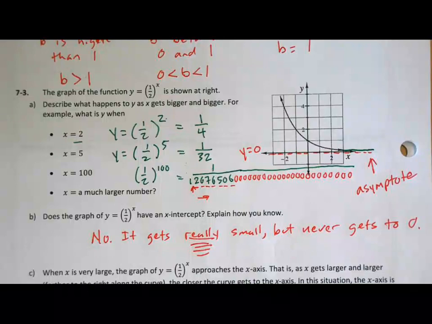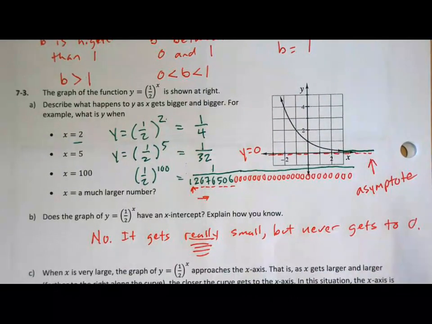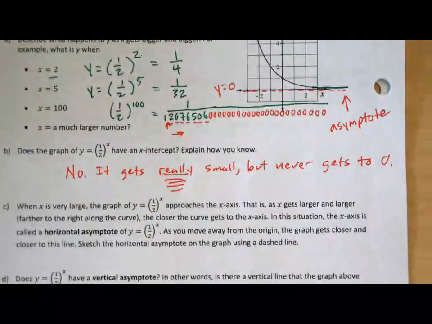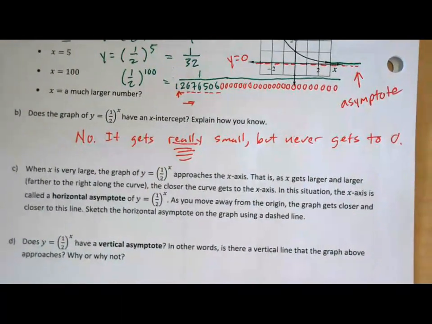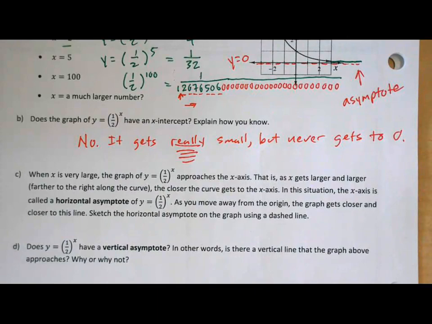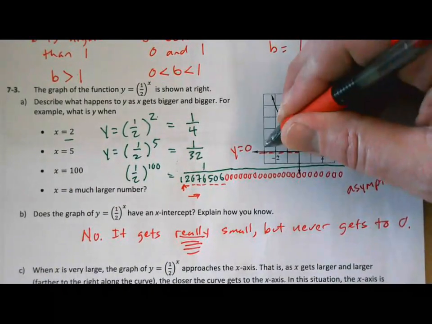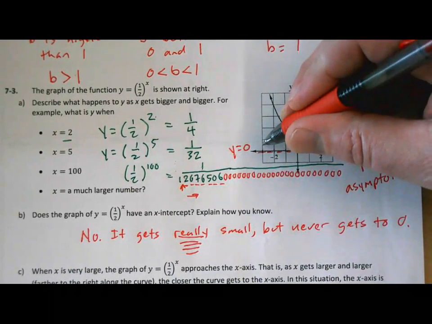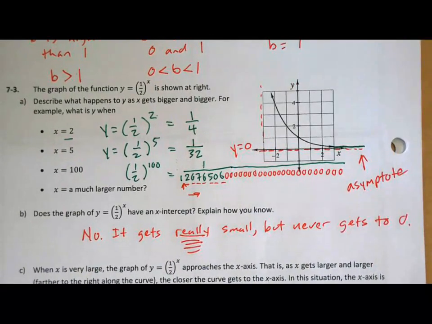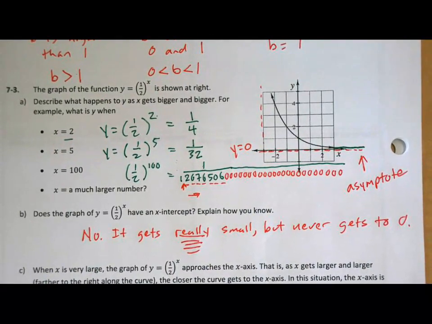And when that happens, we call that an asymptote. And in this case, it's a horizontal asymptote. This last question, right now, we're just going to treat as a gut instinct question. Do you think that this graph would have a vertical asymptote also? Do you think there's some vertical line here that the graph gets really close to but never quite makes it to?